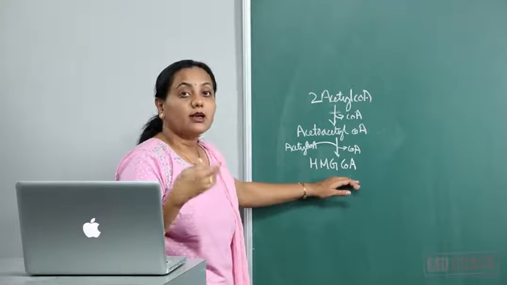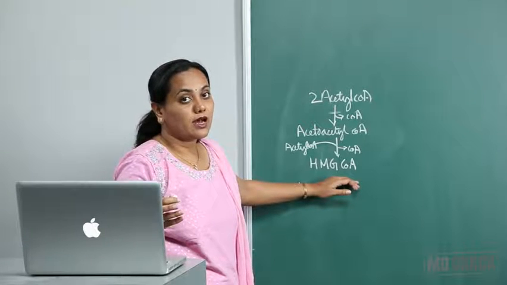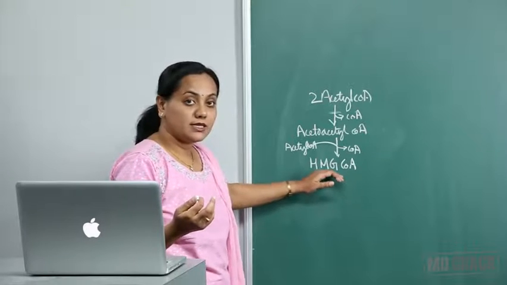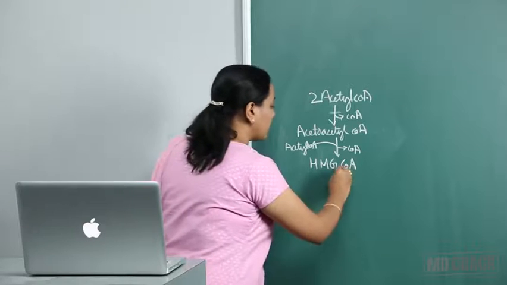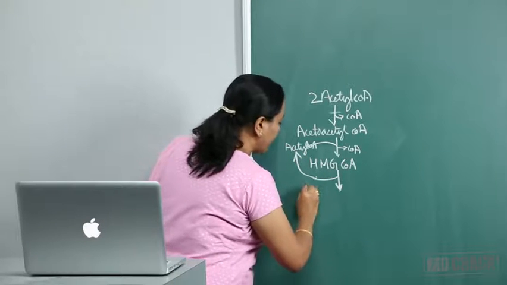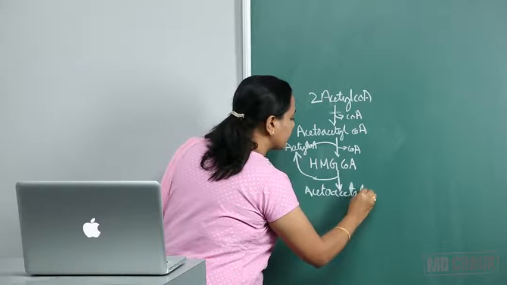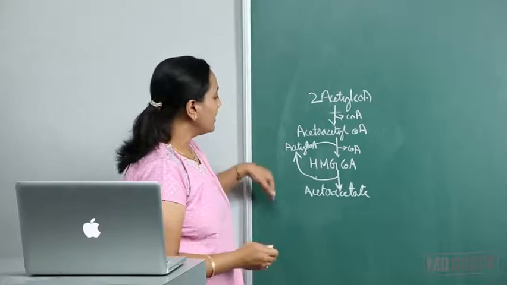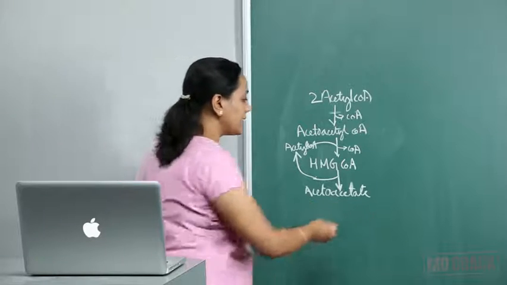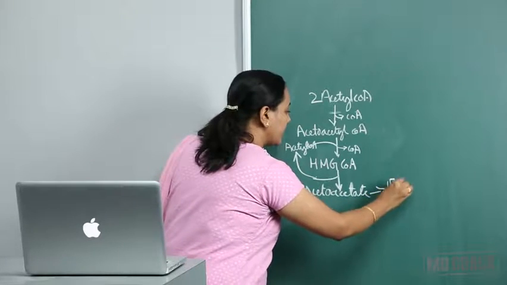Remember, in the cytosol, it is acted upon by HMG-CoA reductase to form further products. So HMG-CoA reductase is the regulatory enzyme of cholesterol synthesis, whereas here it is another enzyme, HMG-CoA lyase. HMG-CoA lyase will release acetyl-CoA and acetoacetate. HMG-CoA gets broken down, releases acetyl-CoA, and forms acetoacetate. What is acetoacetate? This is what we call the primary ketone body.